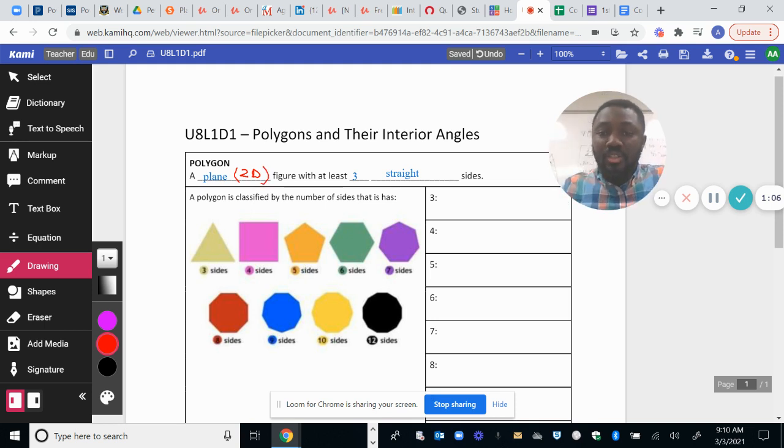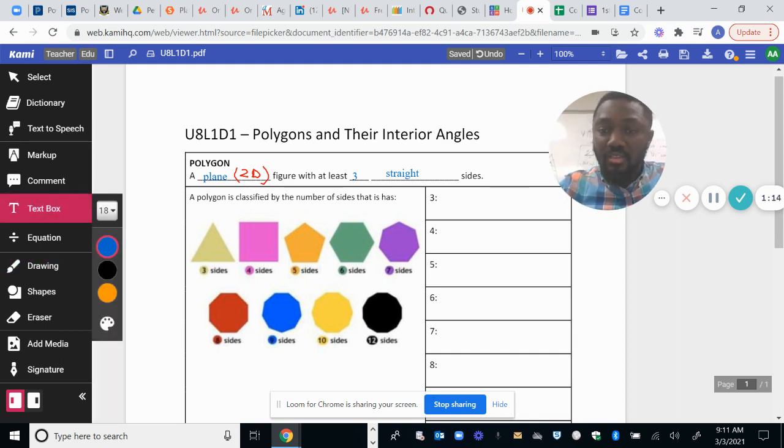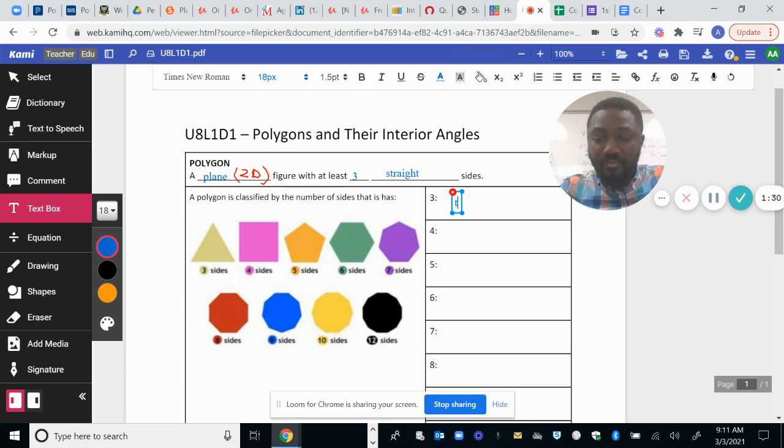And then we know the list of these polygons starts with the triangle. We don't know what kind of triangle this is, but we're just going to take it as whether it's isosceles, equilateral, or scalene. But we know that when we have a three-sided polygon, we call it a triangle.